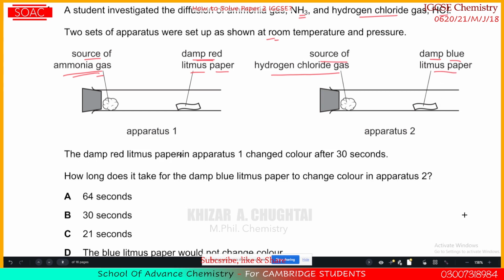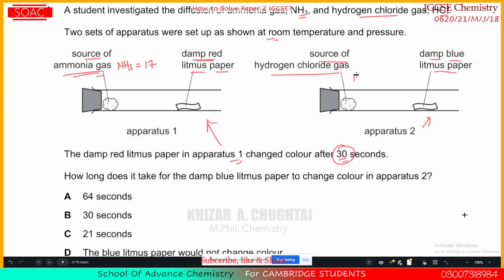The damp red litmus paper in apparatus 1 changed color after 30 seconds. How long does it take for the damp blue litmus paper to change color in apparatus 2? The basic factor that governs the rate of diffusion, the rate of movement of the gas, is its Mr. What is the Mr of ammonia, NH3? That is equal to 17.